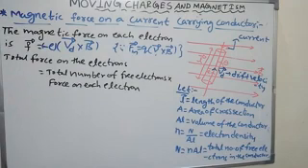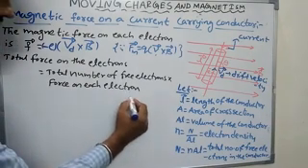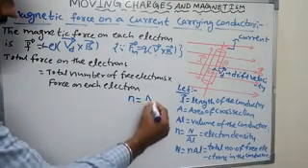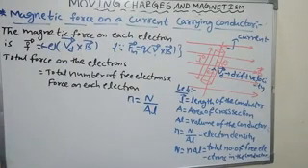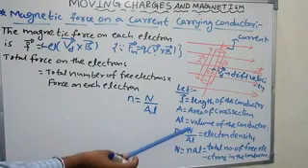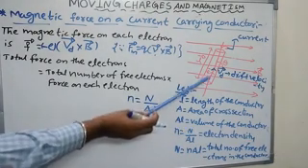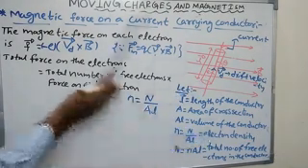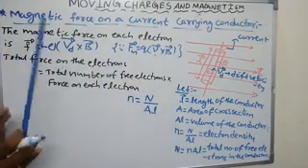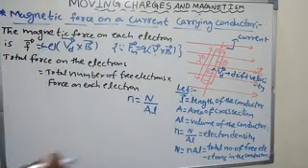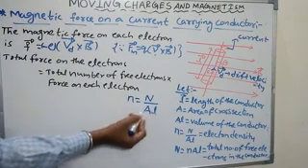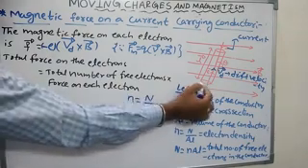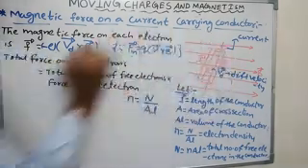For a given conductor, electron density means the number of electrons per unit volume. Small n, the number of electrons per unit volume, is called electron density. For a given conductor, that is constant. Now A is the area of cross section and L is the length of the conductor. Area of cross section into length means the total volume of the conductor.